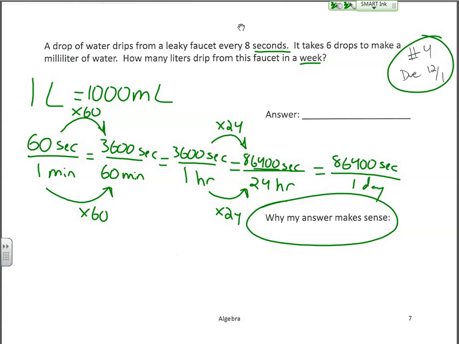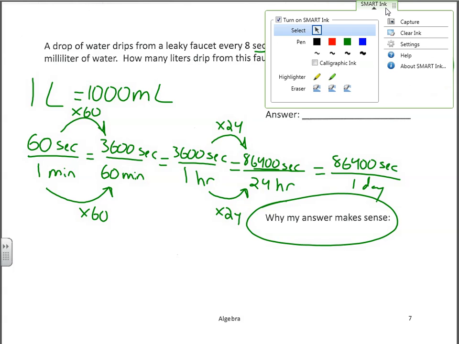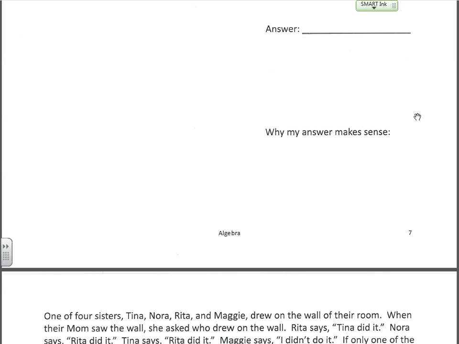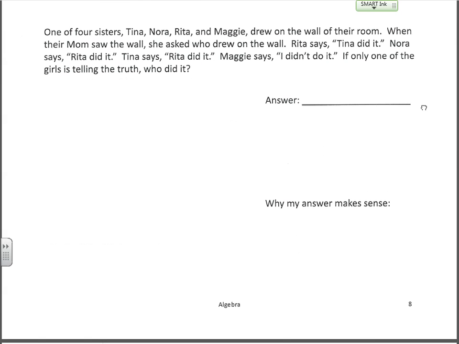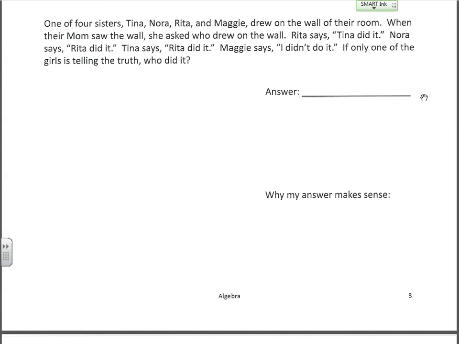Okay. The next one, I think the geometry people will appreciate a little bit more because it's kind of that logical thinking that we've been talking about with proofs. But you've got 4 sisters, Tina, Nora, Rita, and Maggie. And one of them's naughty because one of them drew on the wall of their room. And as a parent, it's now mom's job to figure out who the culprit was, right?